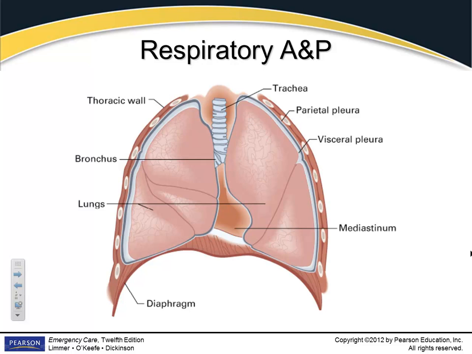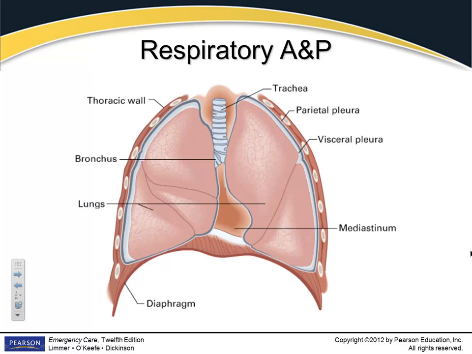The left side only has 2 lobes because the heart's taking up space there. So whoever designed this did a great job with this. This is where the heart is located here. Now these are lobes, but they're not really separate compartments. They're connected, but they have some tissue there that kind of separates them a little bit, but they still have free flow through there.